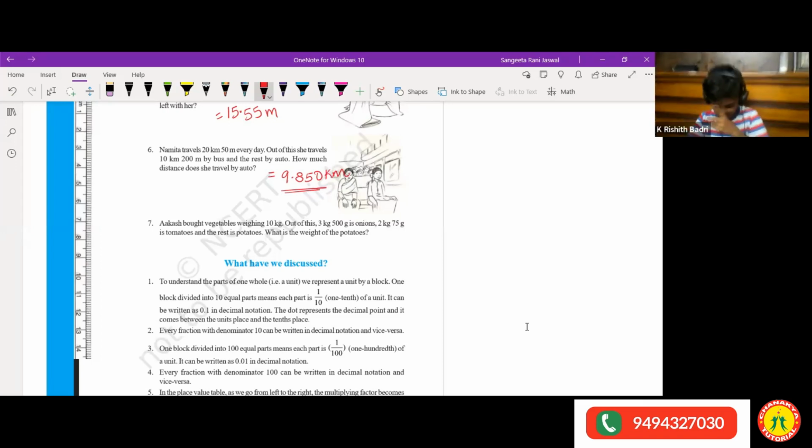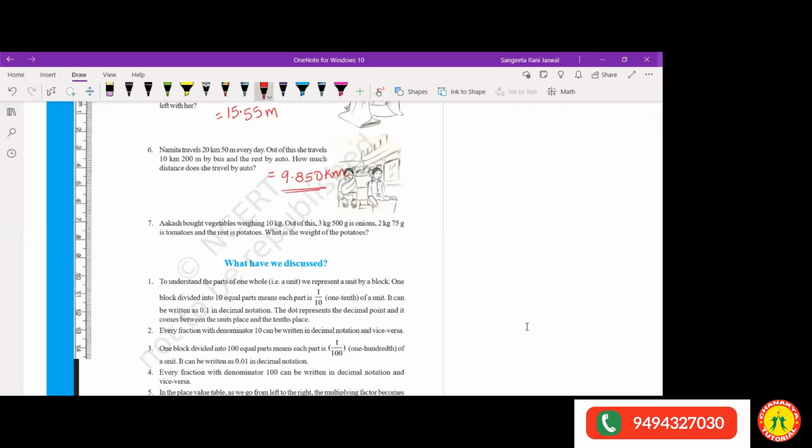Everyone understood what we have to do? Yes, ma'am. Ma'am, I got 4.425 kg. Okay, beta. Let me check with others also. So first you will add up the weight of onions and tomatoes, and then you will subtract the whole thing from 10 kgs, the total weight of the vegetables. Ridesh, do it. Tell me the answer. Ma'am, done.